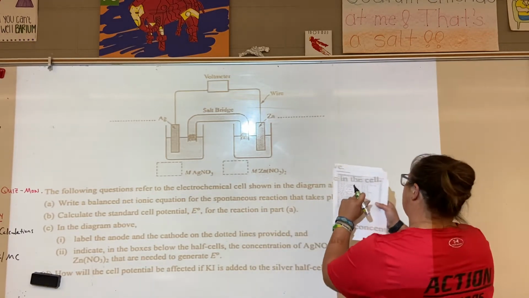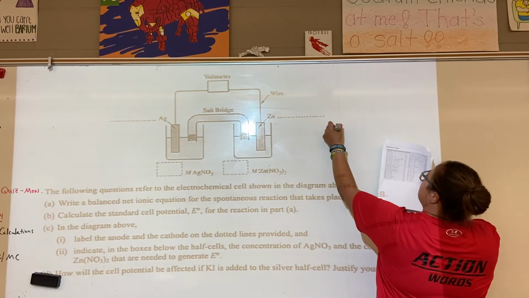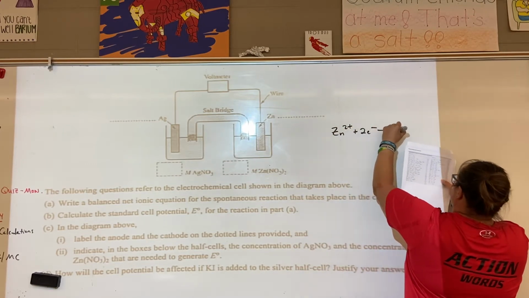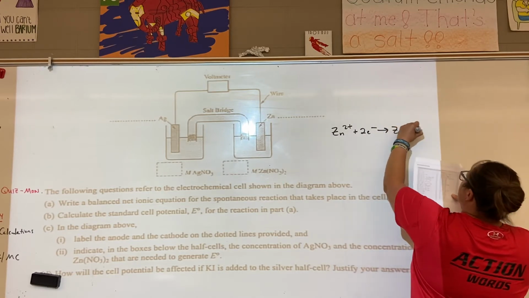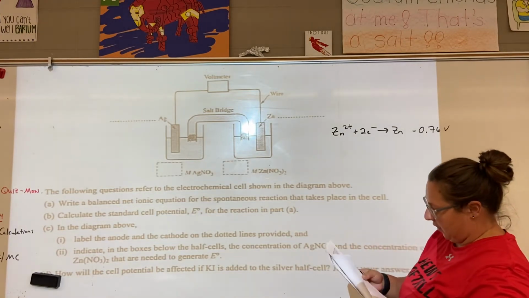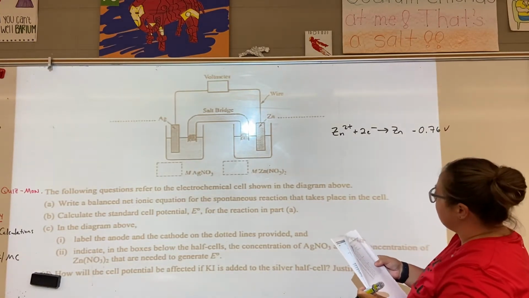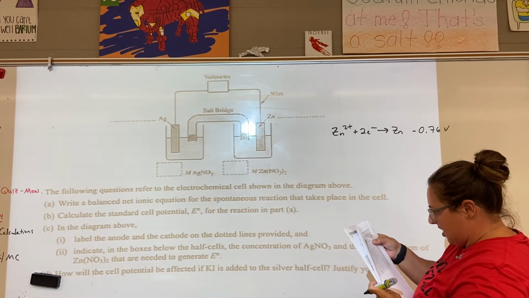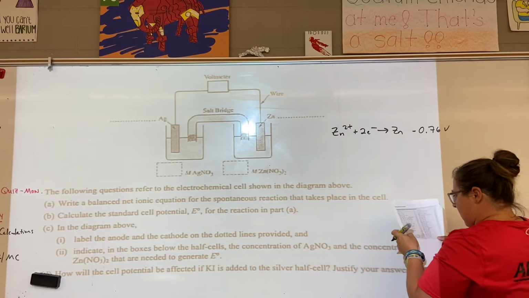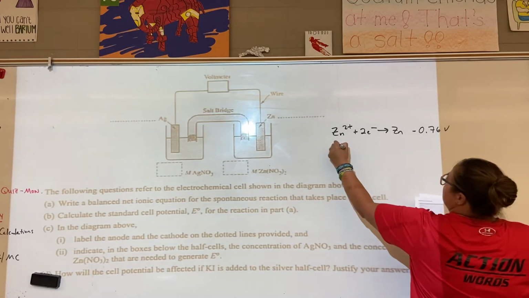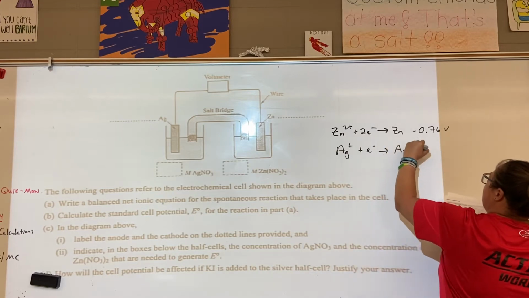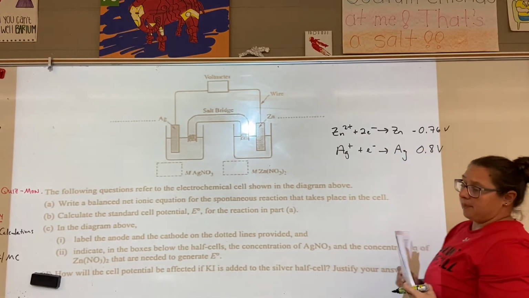And when I found those, I found that zinc is this. So Zn2+ plus 2 electrons yields zinc, and it has a standard reduction potential of negative 0.76 volts. Then I do the same thing for silver, Ag, I'm looking for them. Ag is on this side. Ag+ plus 1 electron goes to Ag. That value is 0.8 volts, okay?